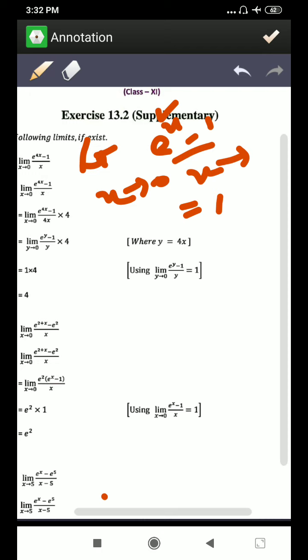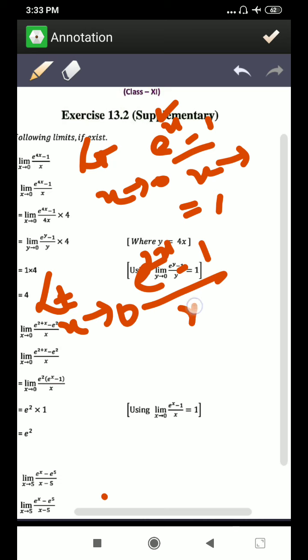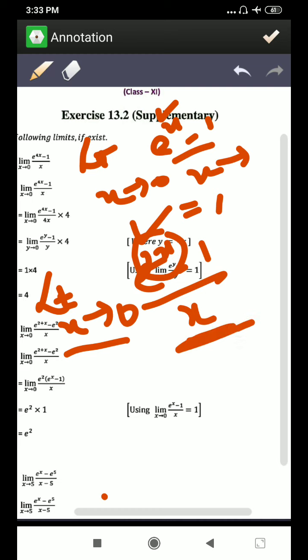Like, if it is given limit x tends to 0, e raised to power 2x minus 1 upon x. Now as it is 2x, but in the denominator it is x only. When x tends to 0, definitely 2x tends to 0, but in the denominator it is only x. So to make it 1, we should have 2x in the denominator also. So what we'll do, we'll multiply and divide it by 2. In this way, we'll use this particular theorem.